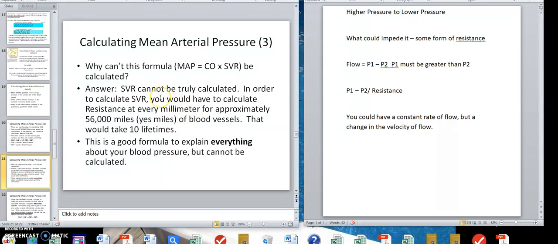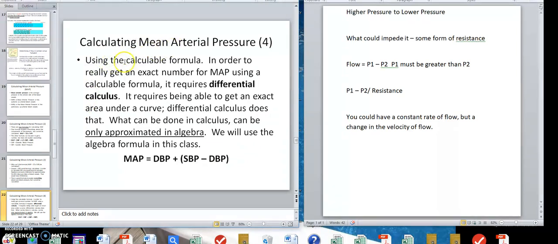So it's a great formula to explain everything. Remember, cardiac output equals heart rate times stroke volume. Stroke volume equals end diastolic volume minus end systolic volume. You know SVR, we talked about that. So it's a good formula to explain everything about your blood pressure. It's a good formula to understand how to treat hypertension. But it cannot be calculated. Okay.